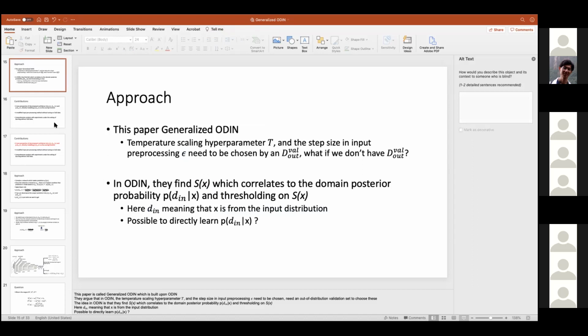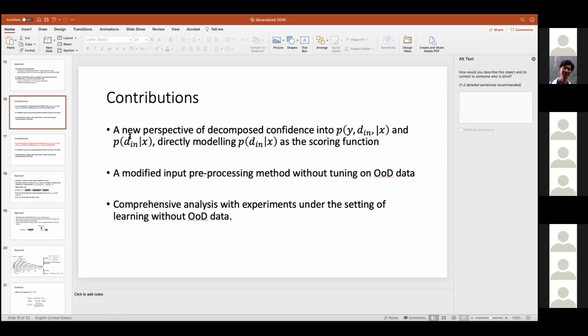Keep going on. The contribution of this paper is they provide a new perspective of decomposing the confidence into two parts and directly modeling our interested conditional probability. The second contribution is they modify the input preprocessing method without the need of tuning on out-of-distribution data. The third contribution is they do comprehensive experiments under the setting of learning without out-of-distribution data. Okay, so let me recap.